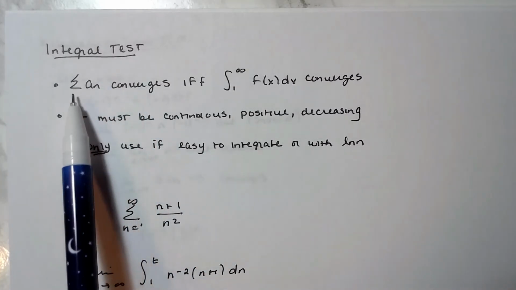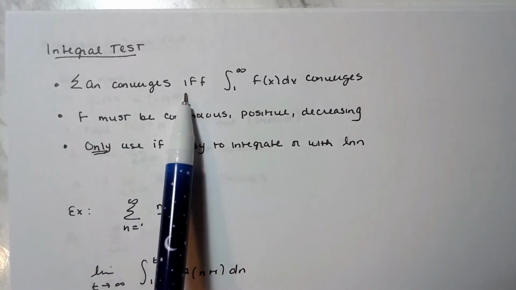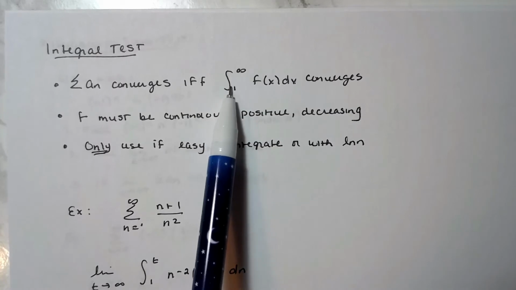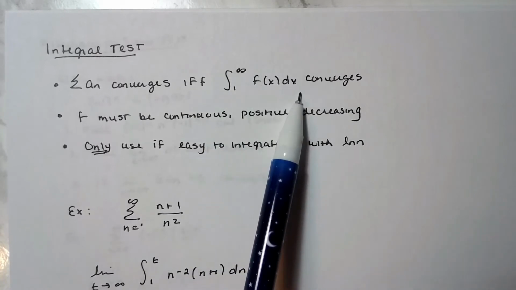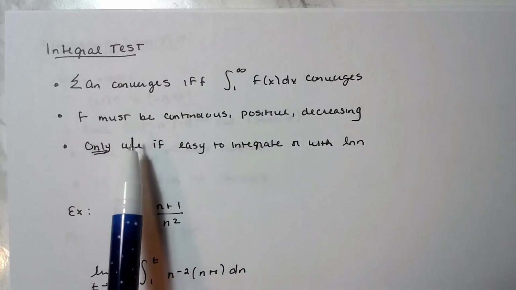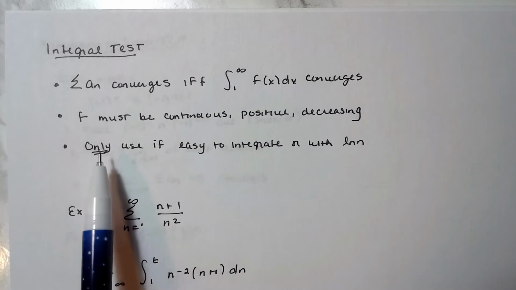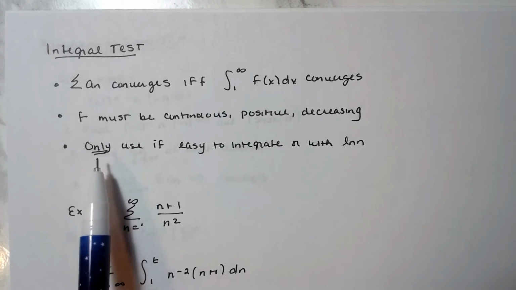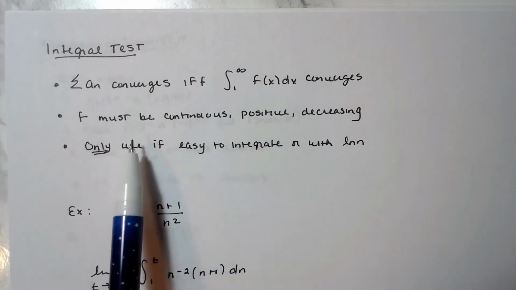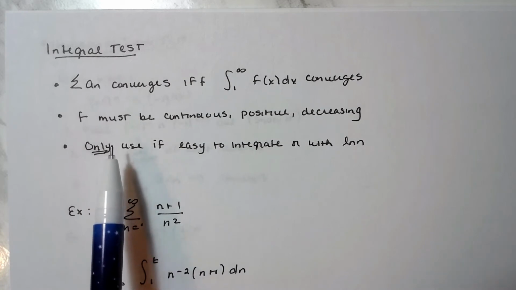So what the integral test says is the original series is going to converge if and only if the improper integral converges, right? And remember that the function has to be continuous, positive, and decreasing, and more importantly, you only want to use this test if the function is really easy to integrate, or if you're dealing with ln n type problems.